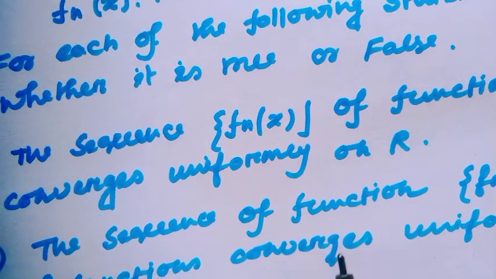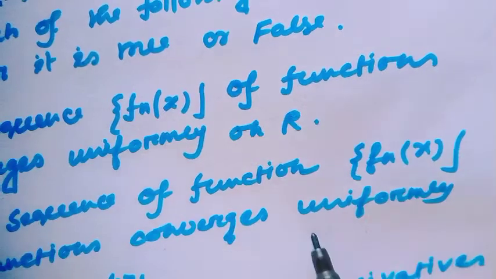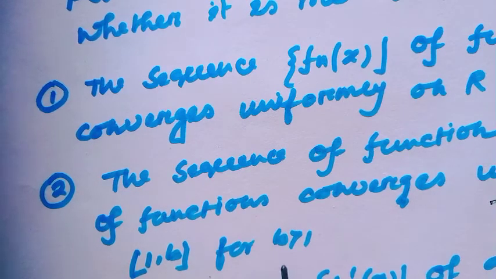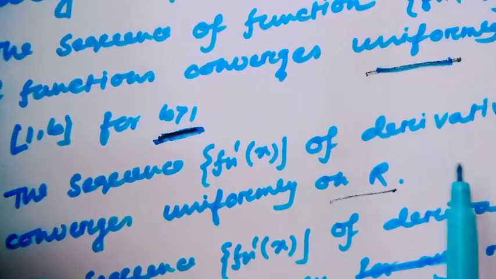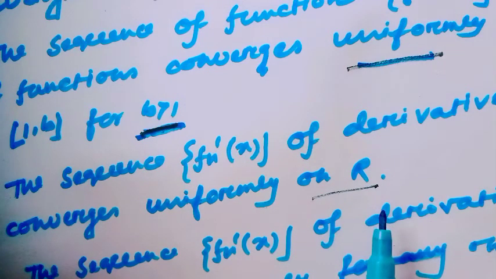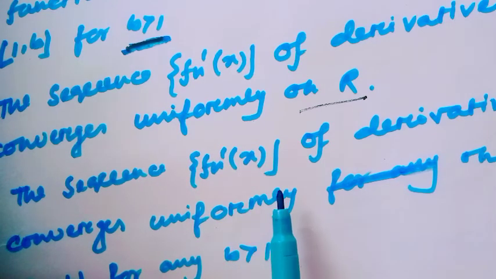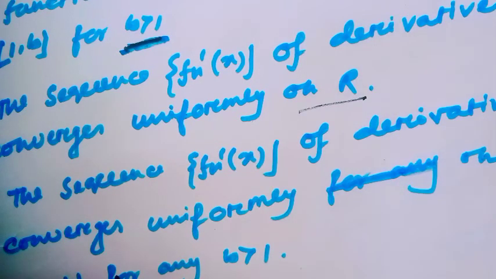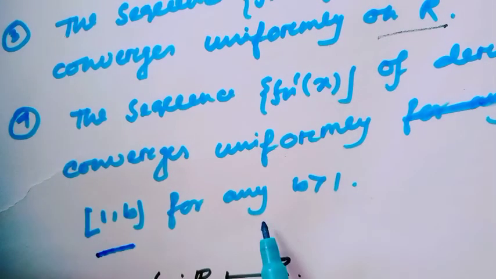Option 2: the sequence of the function f_n(x) converges uniformly on the closed interval [1, b] for b greater than 1. Option 3: the sequence f_n'(x), which is the derivative of the function, converges uniformly on R. And option 4: the sequence f_n'(x), which is also the derivative of the function, converges uniformly on the closed interval [1, b], similar to before, for any b greater than 1.